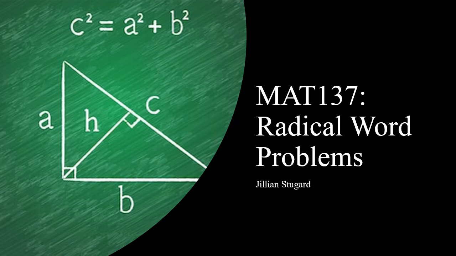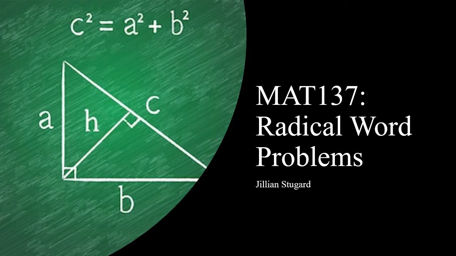Hey guys, so today we're going to talk about everyone's favorite thing, word problems. There is only one type of word problem that you need to know for our chapter on radicals, and it involves the Pythagorean theorem. So that's what we're going to talk about today. I'm going to walk you through one word problem example, and you're going to see how this works and how to solve these types of problems.